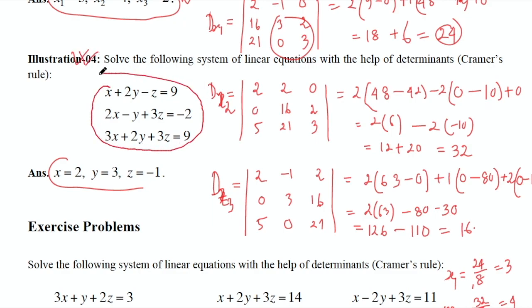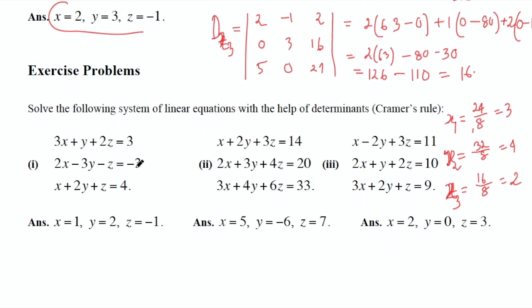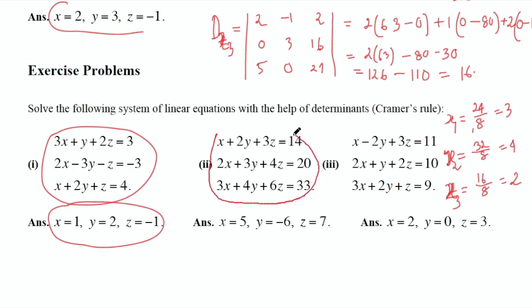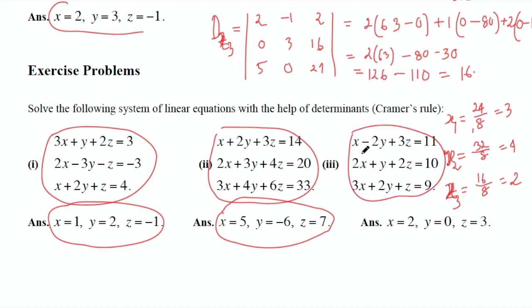The solution will be 2, 3, and -1. And there are also 3 problems. The solution of this one you can try at home, that will be this, and the solution of this problem will be this, 5, minus 6, 7. The solution of this problem will be this, 2, 0, and 3.